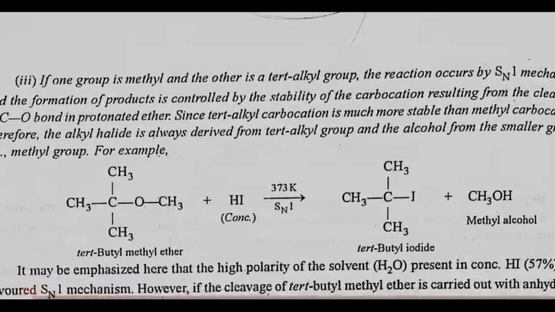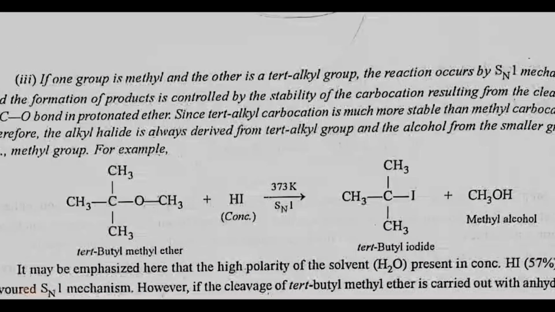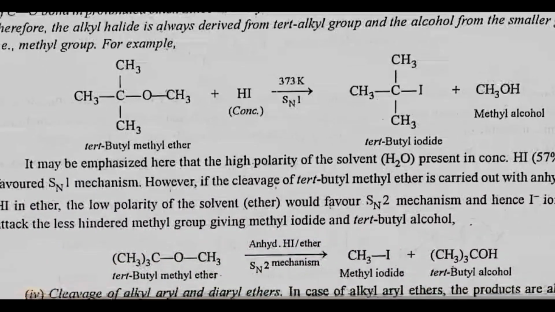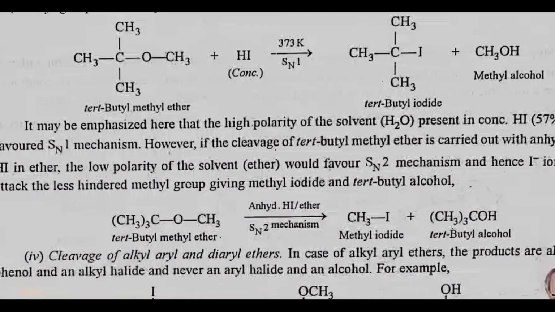Third, if one group is methyl and the other is a tert alkyl group, the reaction occurs by SN1 mechanism, and the formation of the product is controlled by the stability of the carbocation resulting from the cleavage of the C-O bond in protonated ether. Since tert alkyl carbocation is much more stable than methyl carbocation, the alkyl halide is always derived from the tert alkyl group, and the alcohol forms from the smaller group, that is the methyl group. For example, tert butyl methyl ether in presence of concentrated HI at 373 Kelvin gives tert butyl iodide plus methyl alcohol.